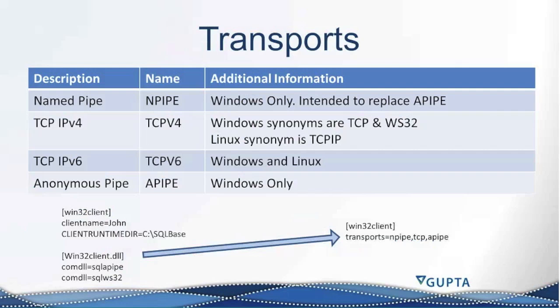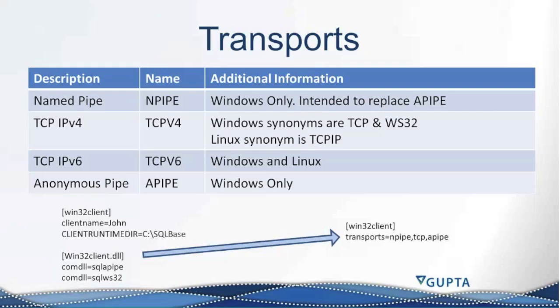So the next thing is on our configuration, we have a SQLini file, and what I try to show down here is that we've had this Win32 client.dll, and we have the COM DLLs. This is SQLAPipe, which is anonymous pipes, and this one is Windows Sockets 32, which is TCP IPv4. We no longer have these DLLs because we've combined everything into single file client components.